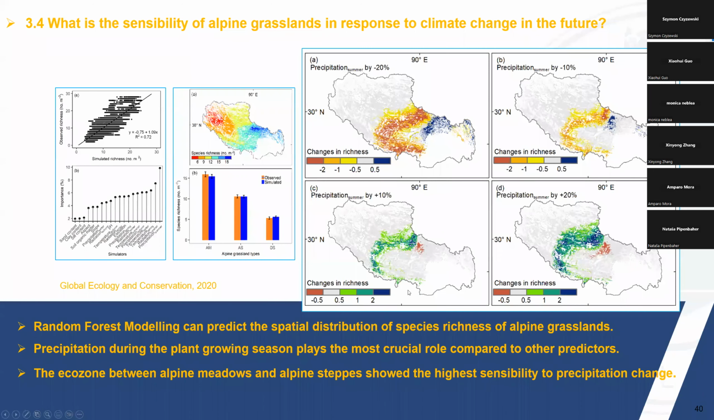and we find the ecozone between upper meadows and upper steppes is more sensitive to changes in precipitation, and this is just to let the policymakers know the grassland in this area should get much more attention. So this is the source.